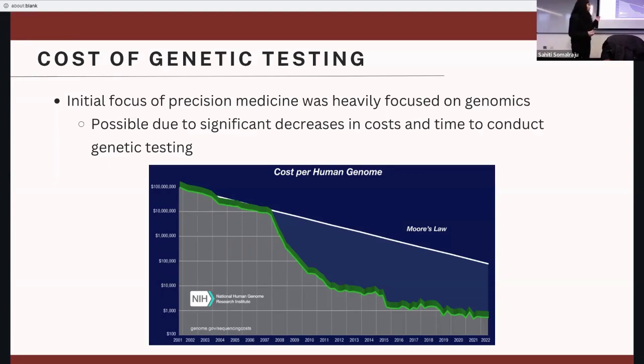But today, that cost and the time of doing this has decreased significantly, where now you can sequence an entire genome in a matter of a day or two, and it only costs about $1,000. And to this day, that cost is starting to decrease. And so now it's much more easily available to sequence the genomes.